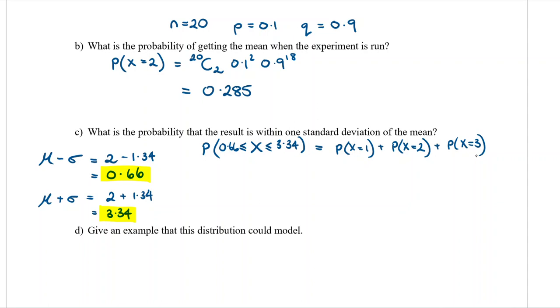Now we just want to find those three things using our formula. For each one, first of all, 20 trials, 1 success would be 0.1 to the power of 1 and 0.9 to the power of 19. Then we want to add the same thing for 2 successes, which you could just get from above. I'm doing 1, 2, and 3, and adding them together.